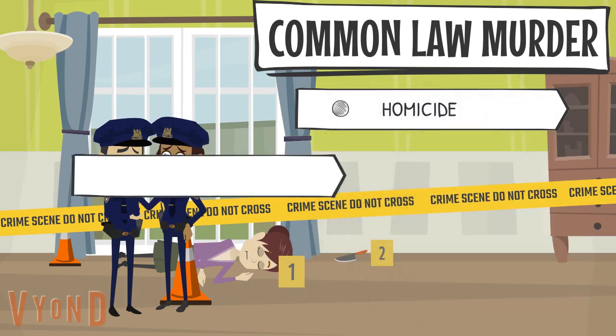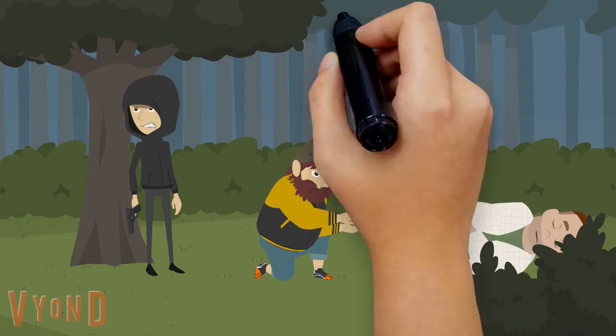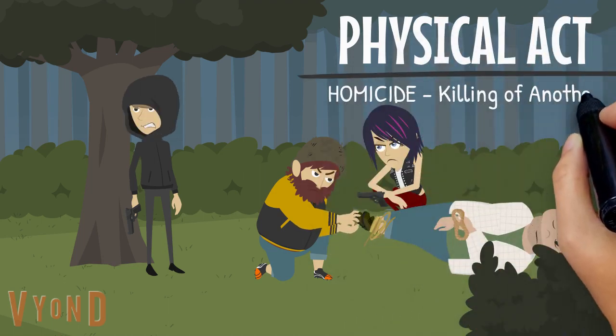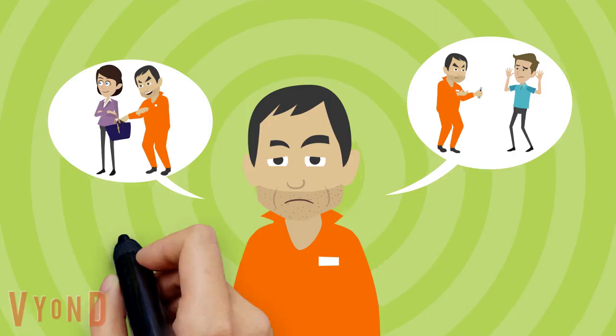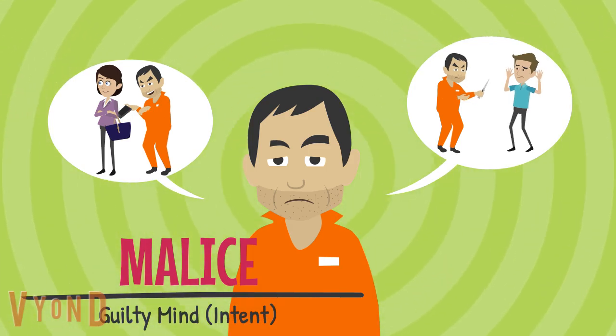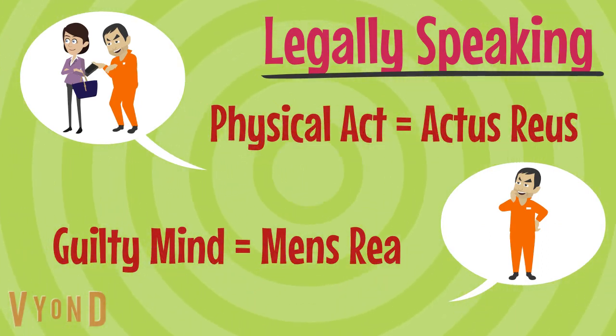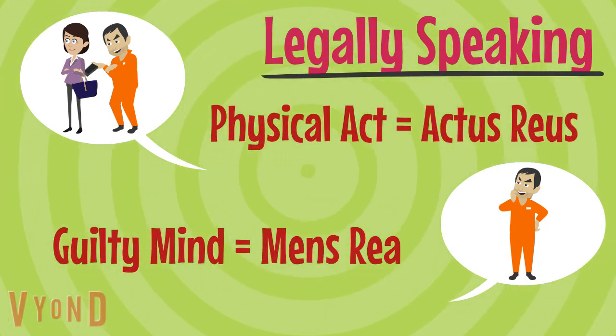Under the old common law, murder was defined as a homicide committed with malice aforethought. The homicide was the physical act of the murder. The malice was the mental part or guilty mind that must occur simultaneously. In legal terms, the physical part is known as the actus reus and the mental part is called the mens rea.